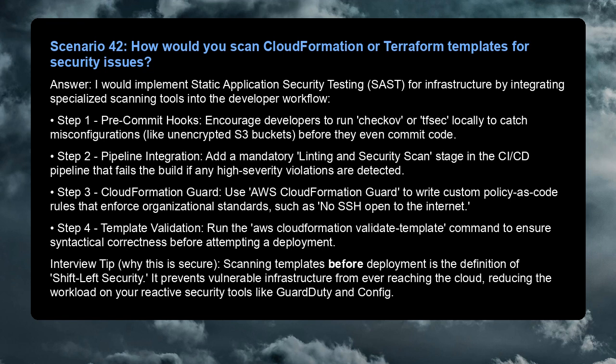Step 2, pipeline integration. Add a mandatory linting and security scan stage in the CI/CD pipeline that fails the build if any high-severity violations are detected. Step 3, CloudFormation Guard.